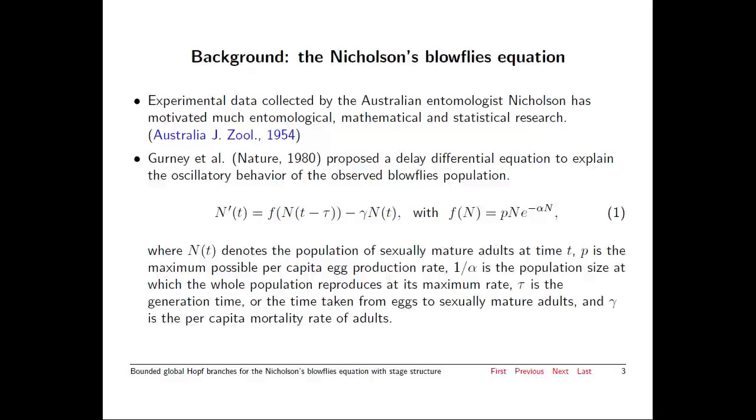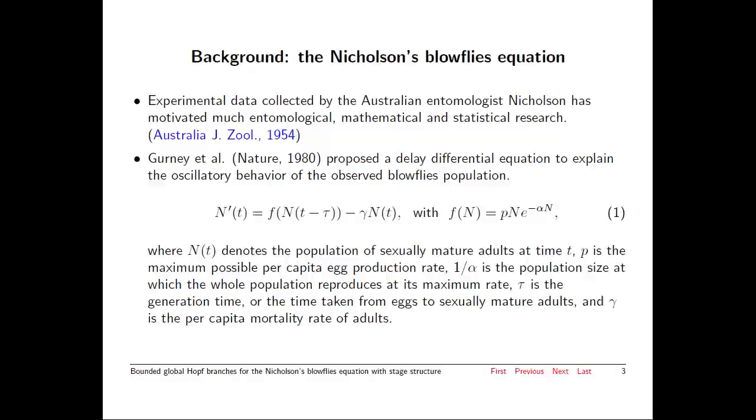So here we choose the Ricker type birth function. Here p is the maximum egg production rate, and 1 over alpha is the maximum population size. F is the birth function, and the death function is the linear death function, so gamma is the mortality rate of the mature adults. And here we have another parameter, tau. Here tau is the generation time, which describes the time taken from egg to sexually mature adult.